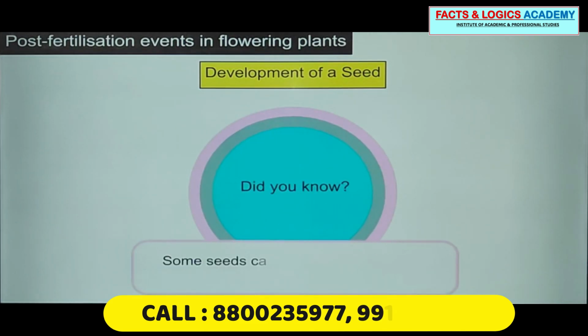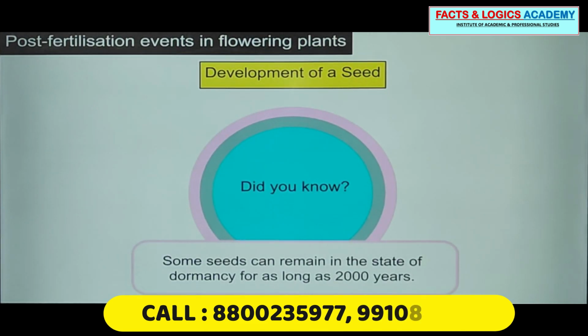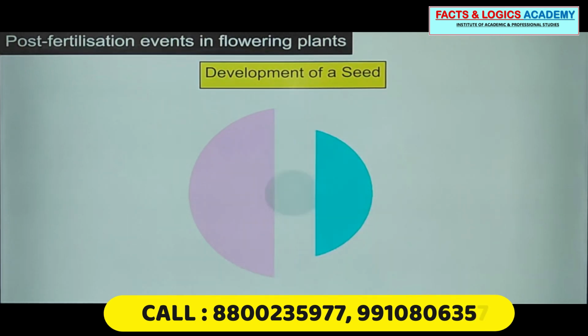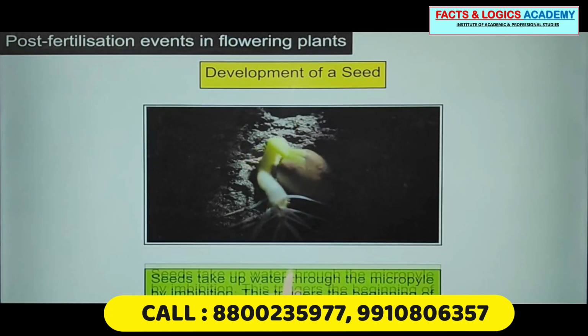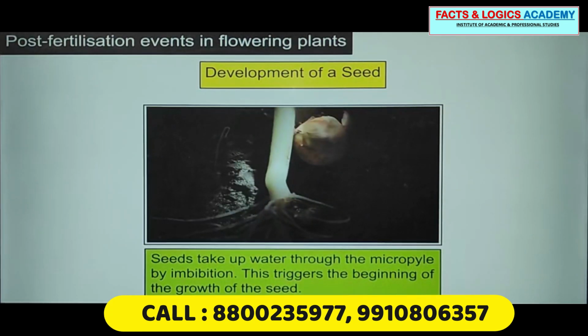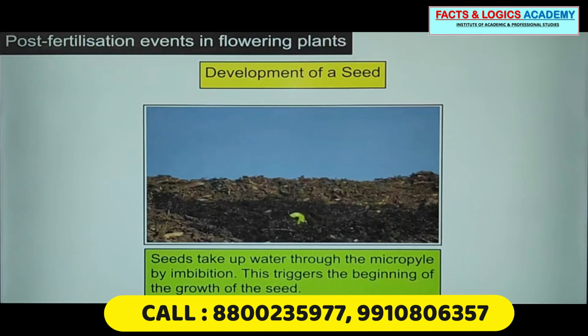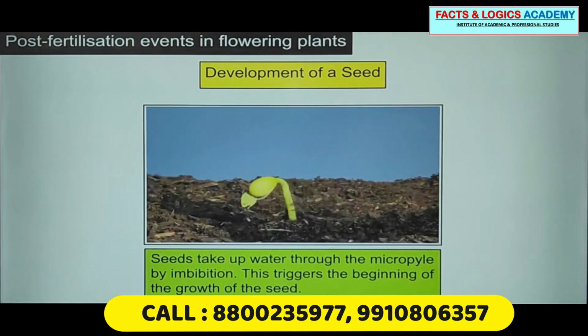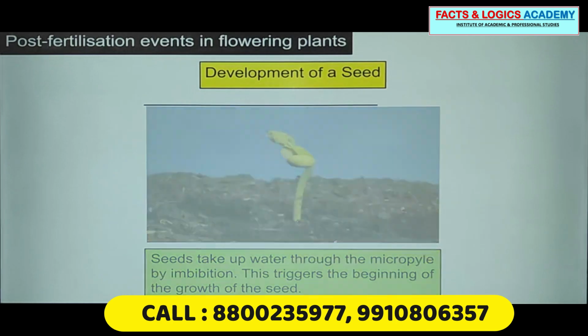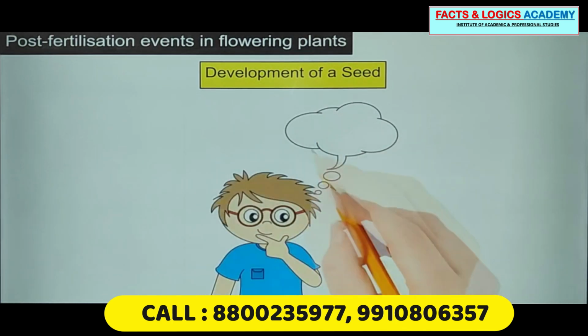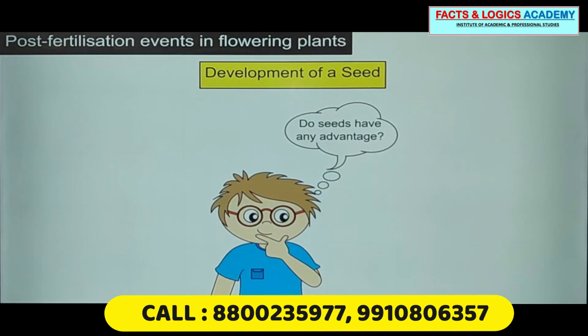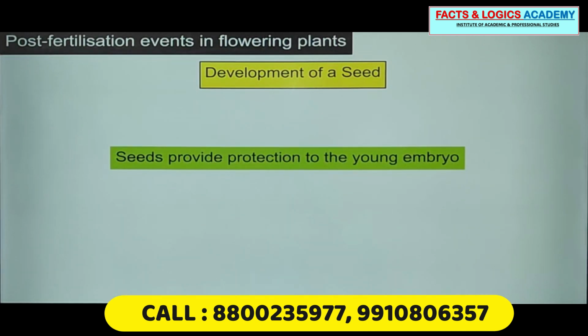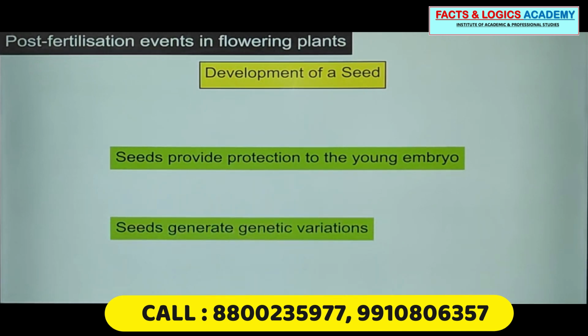Did you know that some seeds can remain in the state of dormancy for as long as 2000 years? Interesting, right? Yes, when the conditions are right, the seed will take up water through the micropyle by the process of imbibition. This triggers the beginning of the growth of the seed. So, can you think of any advantages of the seeds? Well, yes. They not only provide protection to the young embryo, but also being the product of sexual reproduction, they generate various genetic variations.